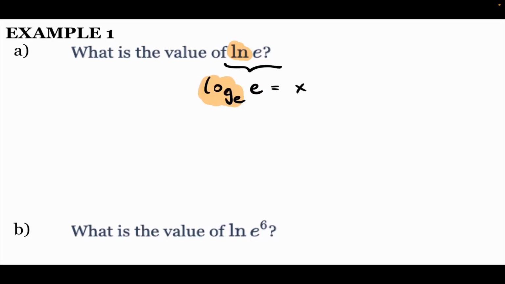So how do I solve this? Change it to an exponent. You can use the loop trick. The loop trick says start with the base, then go over here, then come back around. So we have e to the x power equals e. I just swapped them around. Instead of a log, I put the base over here, e, put the answer over here, also e, and put the exponent up here, x.